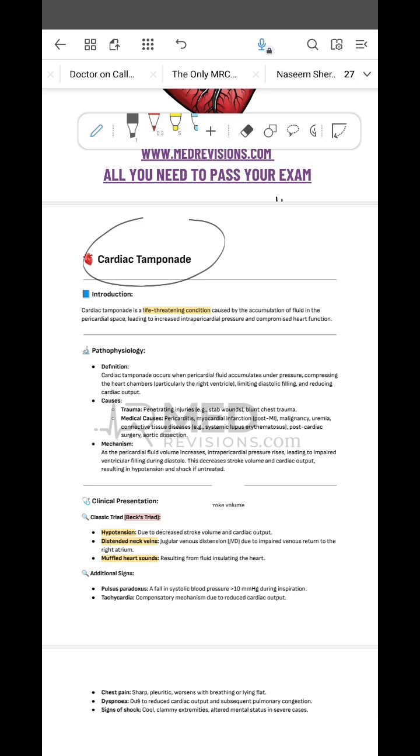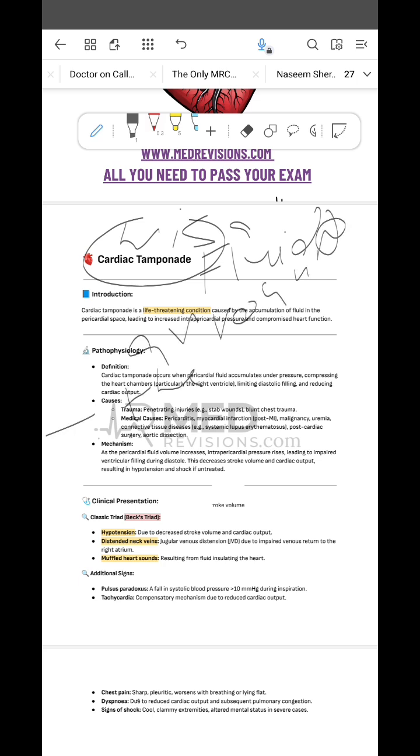So let's start with cardiac tamponade. What is cardiac tamponade? Cardiac tamponade is a fluid collection around the heart, specifically in the pericardial space. Fluid collection in the pericardial space is called cardiac tamponade.